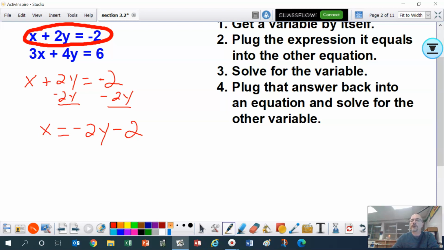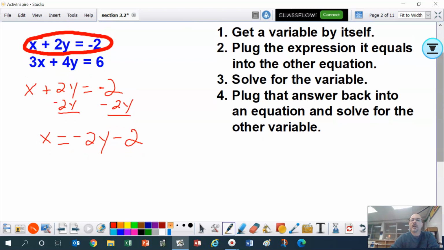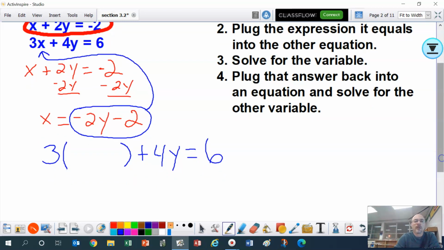I have found one of the variables and got it by itself. Now I'm going to plug the expression it equals into the other equation. So x equals this. I'm going to plug that in for x right there. Let's see if I can color code this. So we've got 3, and I'm going to replace the x with the -2y minus 2. I'm going to write this out first. All right, now I'm going to plug that in right here.